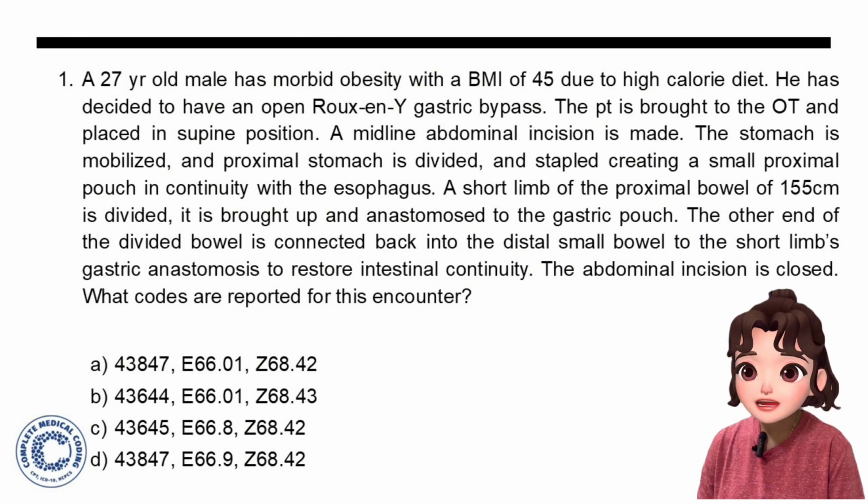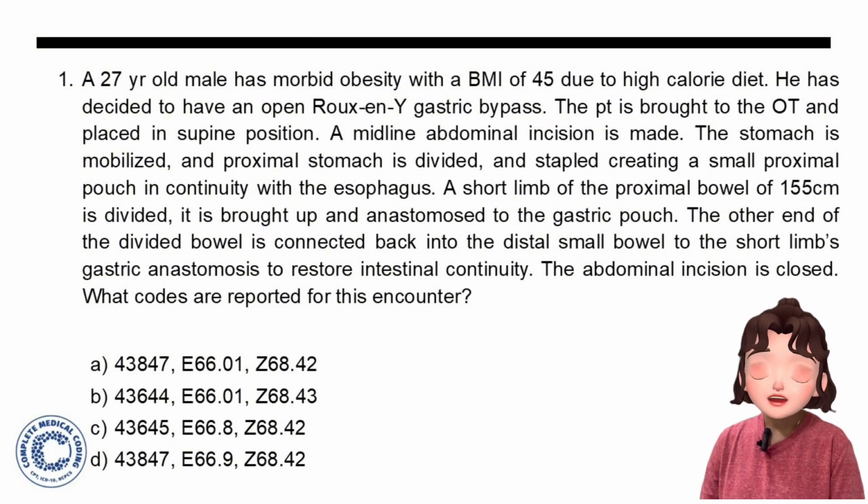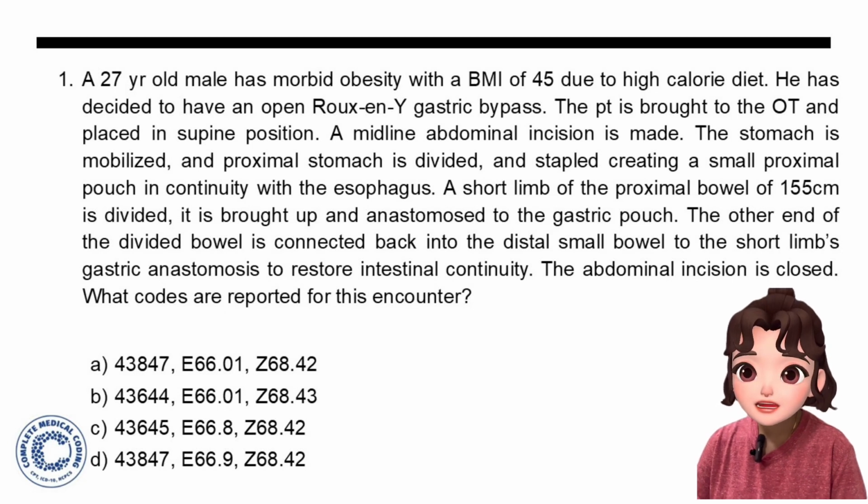The stomach is mobilized and proximal stomach is divided and stapled, creating a small proximal pouch in continuity with the esophagus. A short limb of the proximal bowel of 155 cm is divided. It is brought up and anastomosed to the gastric pouch. The other end of the divided bowel is connected back into the distal small bowel to the short limb's gastric anastomosis to restore intestinal continuity. The abdominal incision is closed. What codes are reported for this encounter?